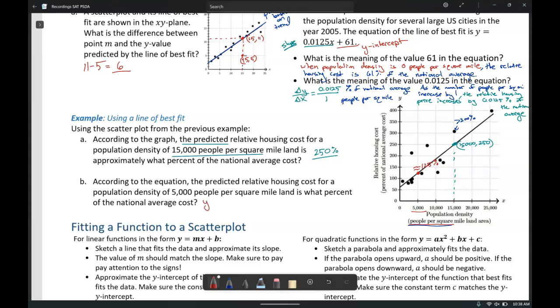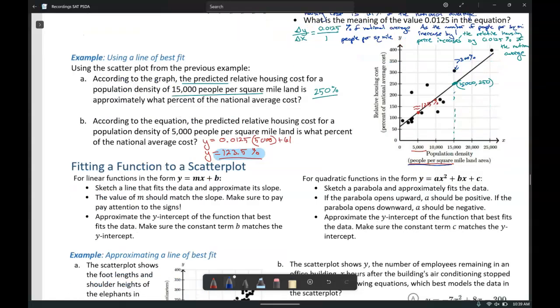So we take the equation y equals 0.0125, and we're going to multiply it by 5,000, and then we're going to add 61. And when we evaluate that, we get a solution that y equals 123.5%. So it's close to our estimate of 125, and so we get an exact value by using the equation.